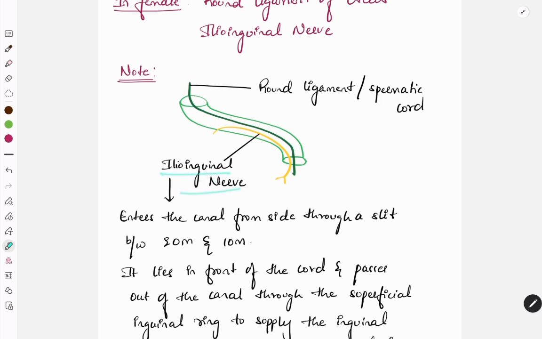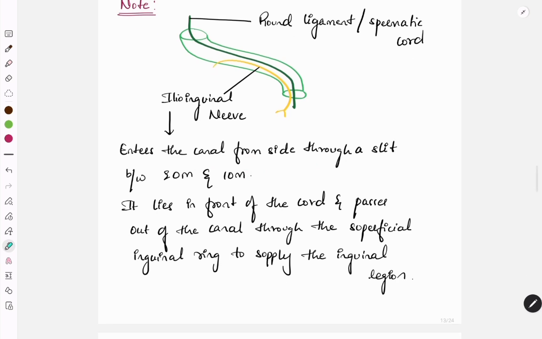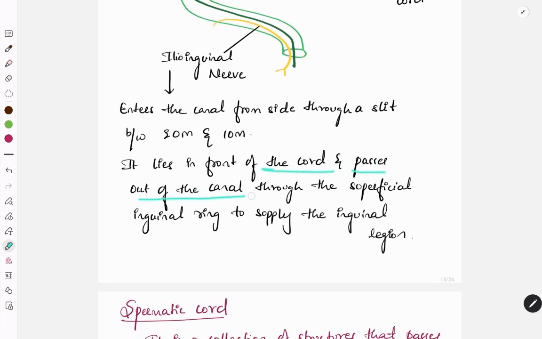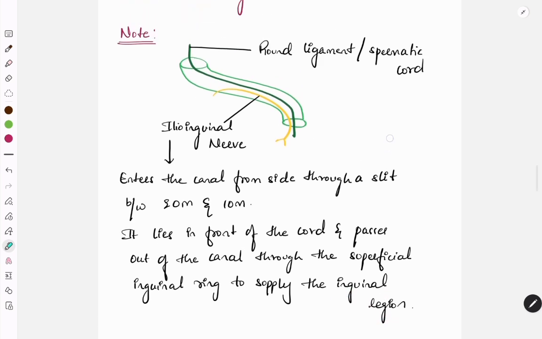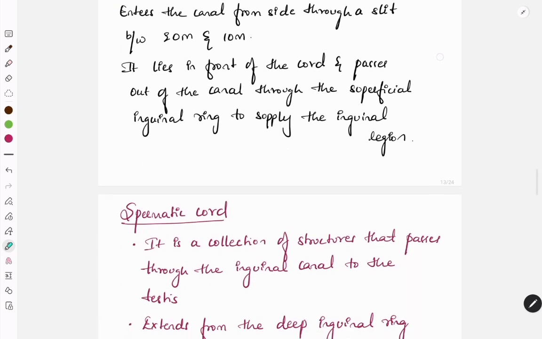But the ilioinguinal nerve does not run fully into your inguinal canal. It enters the canal from the side through a slit between external oblique muscle and the internal oblique muscle. So it's not a true content, because it is entering in between. It lies in front of the cord and passes out of the canal through the superficial inguinal ring to supply the inguinal region. So the contents are, the first, common content is ilioinguinal nerve. In males we have the spermatic cord, and in females we have the round ligament of uterus.